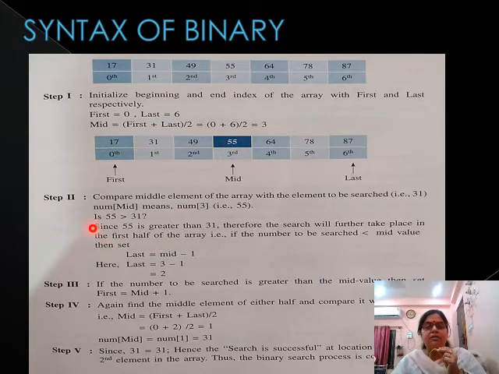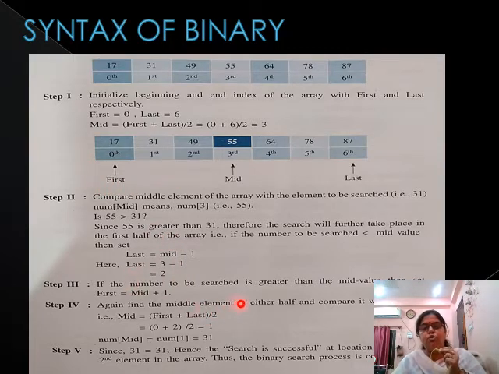Is 55 greater than 31? Yes. Therefore the search will take place in the first half of the array. We have no concern with the other half. We just take this half of the array and find our number. So mid minus 1, that is 3 minus 1, becomes 2. Now we have to search from 0 to 2.